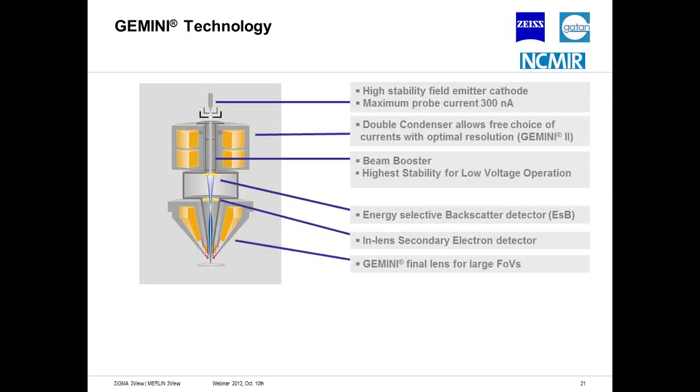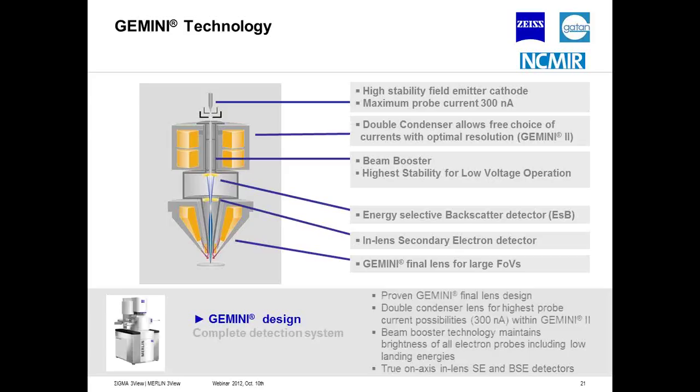And very important again is the special final lens of the column, which is very well suited for large area scanning because of very low magnetic fields at the sample surface. It is possible to image large areas without any aberrations or distortions. I will show you examples shortly. Altogether, this is the GEMINI design, which is the basic design of all our FE-SEMs.